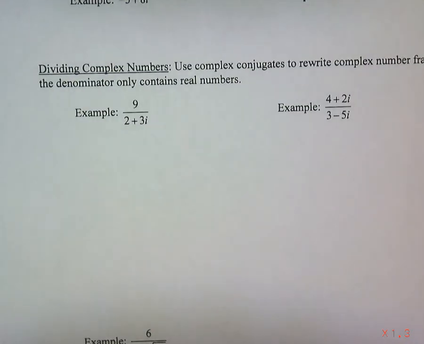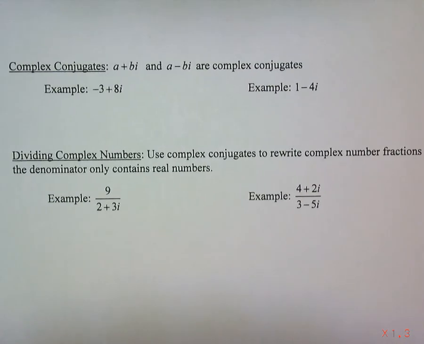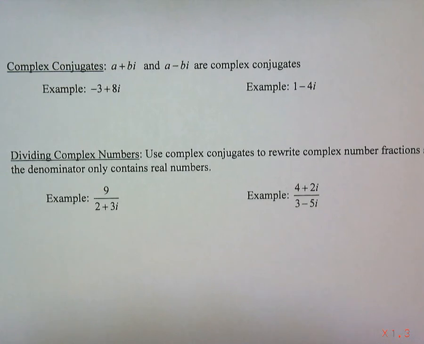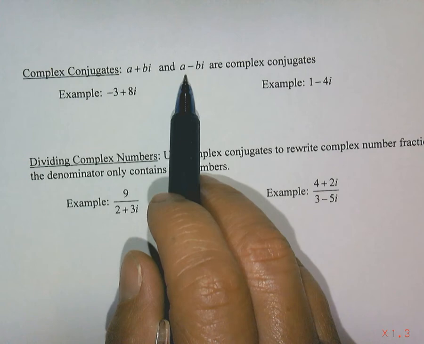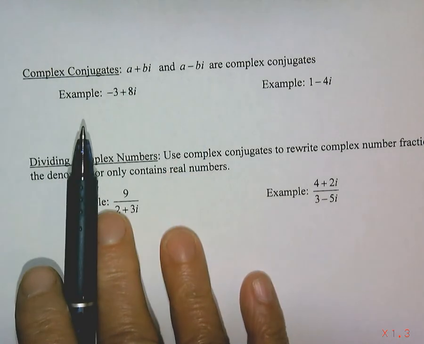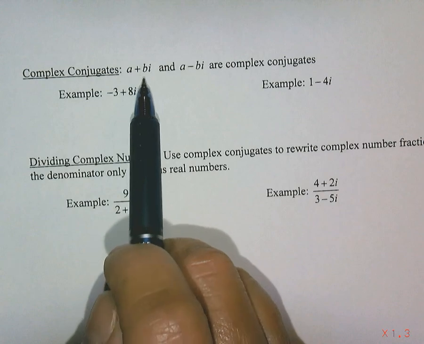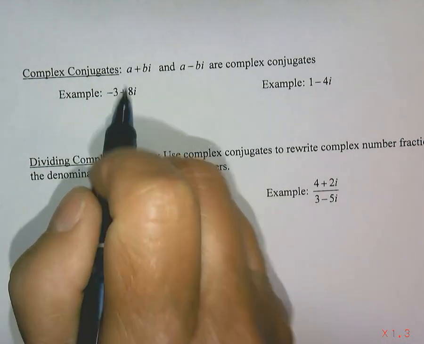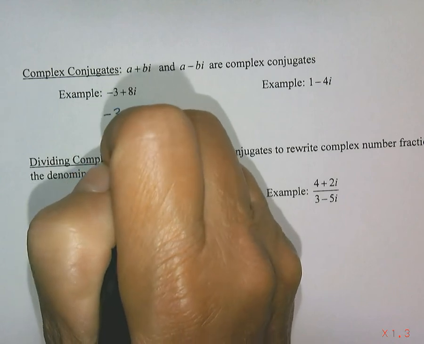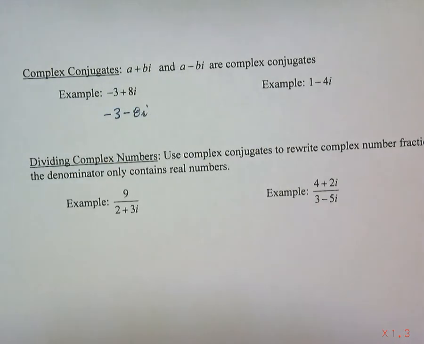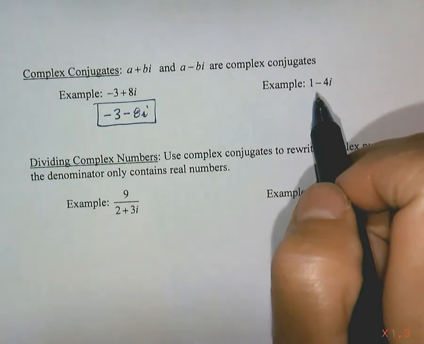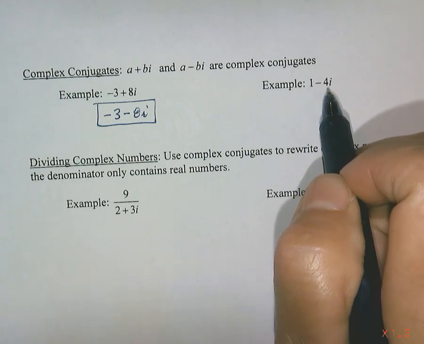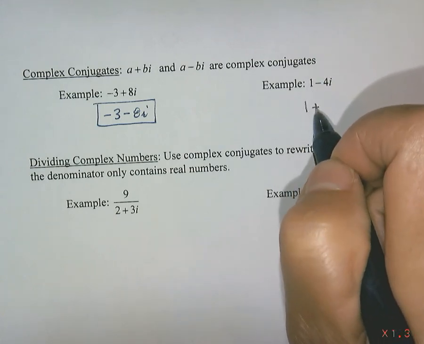The other thing that happens with complex numbers is we talk about complex conjugates. So we talked about conjugates with radicals, and now we have complex conjugates. So if I had a plus bi, a conjugate would be a minus bi. If I have a minus bi, a conjugate would be a plus bi. All I'm doing is changing the sign in front of the imaginary part. So this negative 3 plus 8i, the conjugate becomes negative 3 minus 8i. I don't change the sign on the real part, I just change it on the imaginary part. So this positive 1 stays a positive 1. I'm going to change the sign on the imaginary part. So 1 plus 4i.